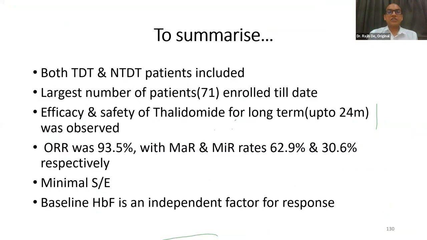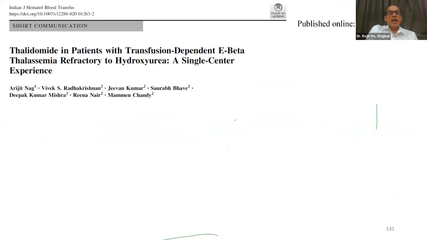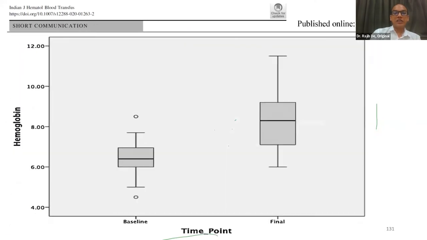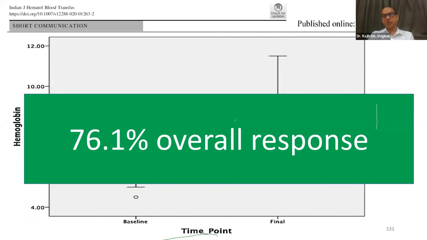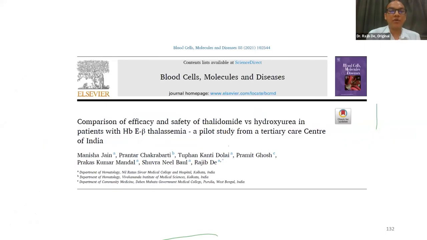Both TDT and NTDT patients were included in this study, and the overall response rate was 93.5%, and major and minimal response was 62.9% and 30.6%. This study was done in Tata Medical Center, Kolkata, a retrospective study in E-beta thalassemia giving thalidomide. Here also they showed an increase in hemoglobin in those who received thalidomide, with a 76.1% overall response as far as the hemoglobin amount is concerned.